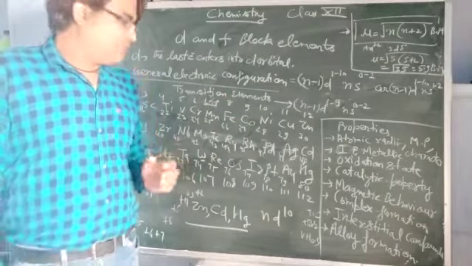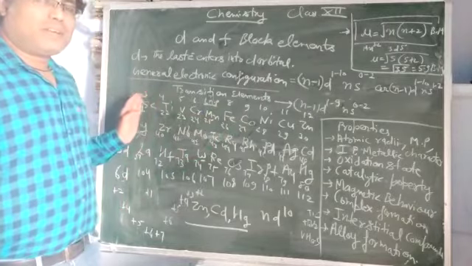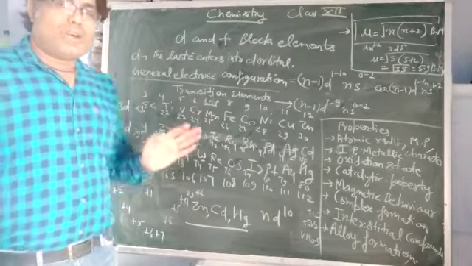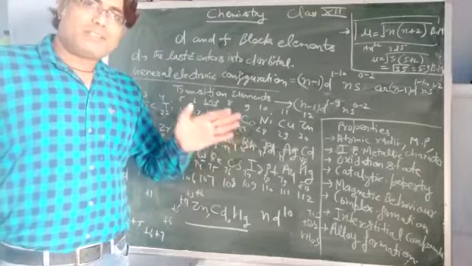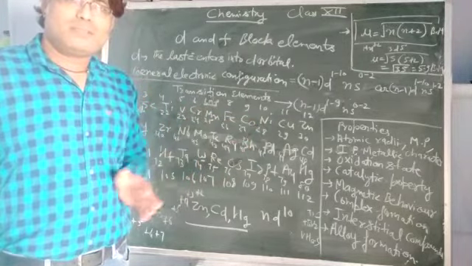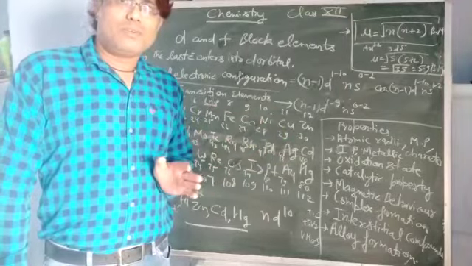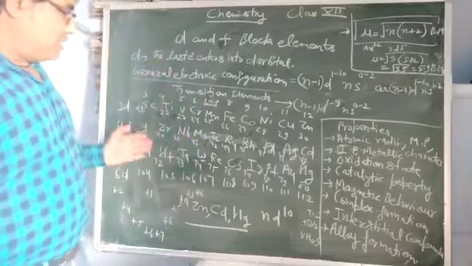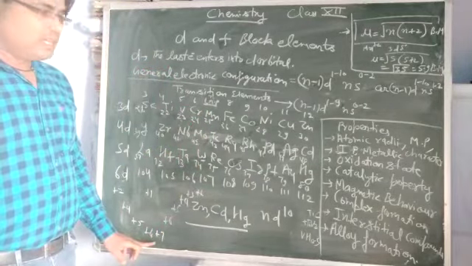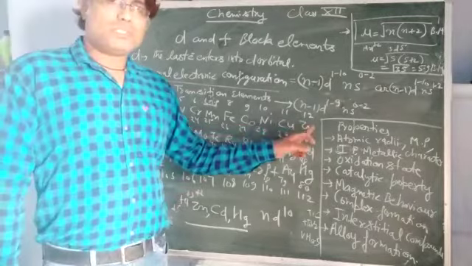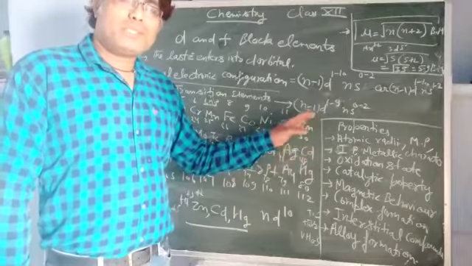So if we see in the 3d series, initially from left to right, there is an increase in the oxidation number and then again a decrease. Why? Because initially there is an increase in the number of unpaired electrons, and then after pairing begins, there is a decrease in the number of unpaired electrons. So we can see that manganese shows the highest oxidation number, that is +7, and zinc shows only the +2 oxidation state because it has 3d10 electronic configuration, and after you lose the 2 electrons it becomes stable.